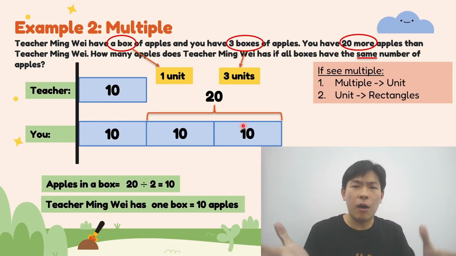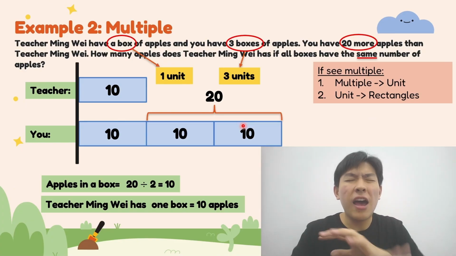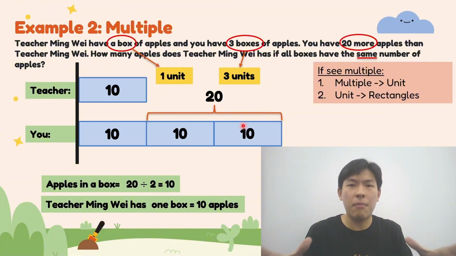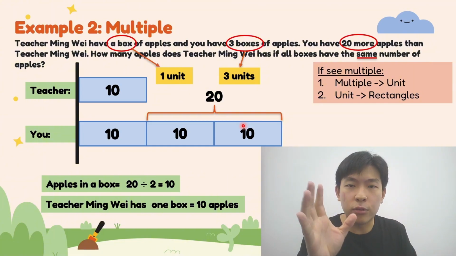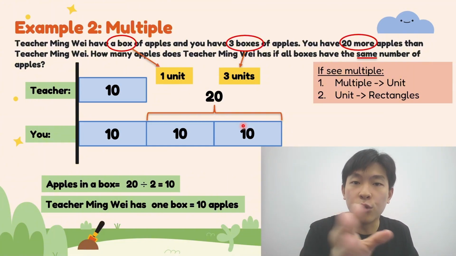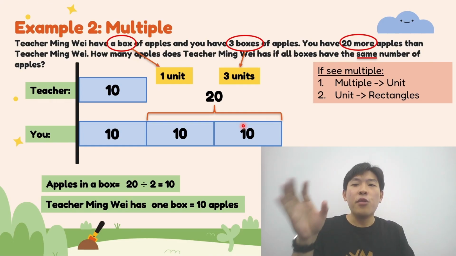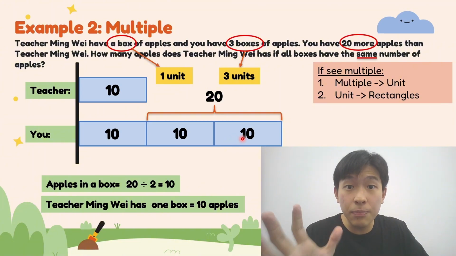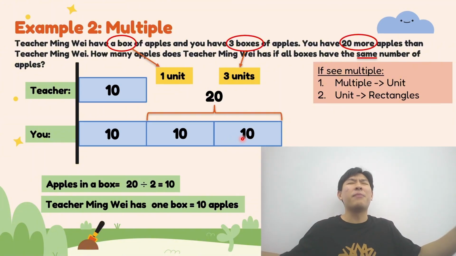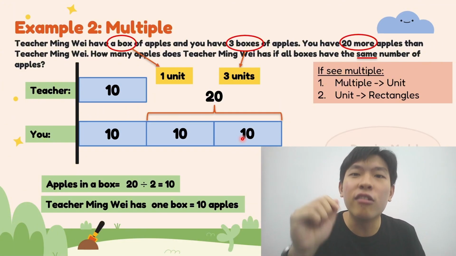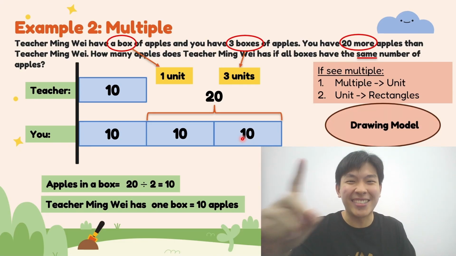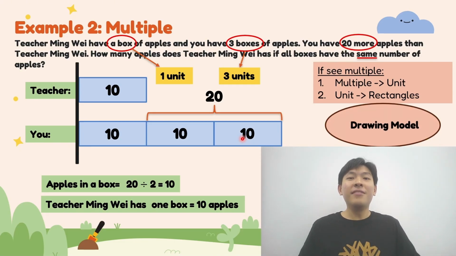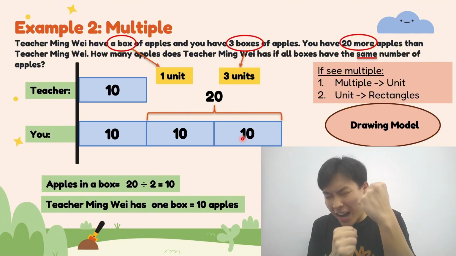So this is our summary. If we see multiple, any multiple, as long as we can see multiple, we will be able to convert multiple into units. Then we convert these units into rectangles. So this method here is a very famous method in mathematics that is called drawing models. So very important. Now we have two weapons to combat our problem.